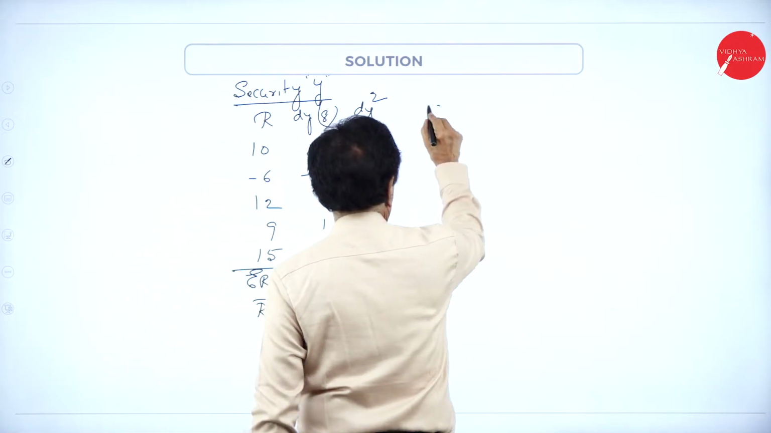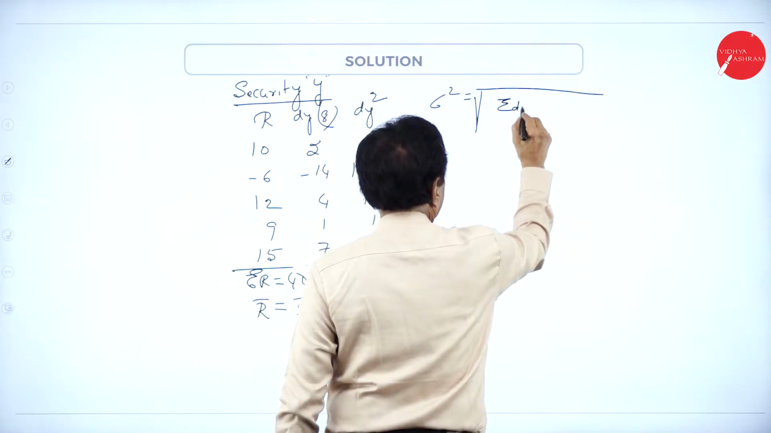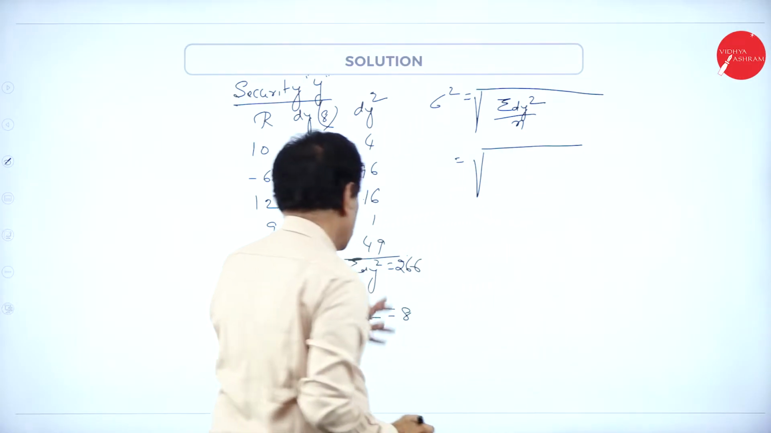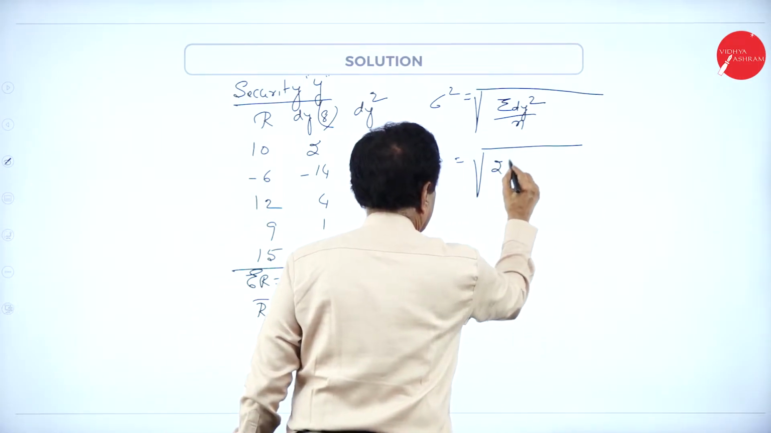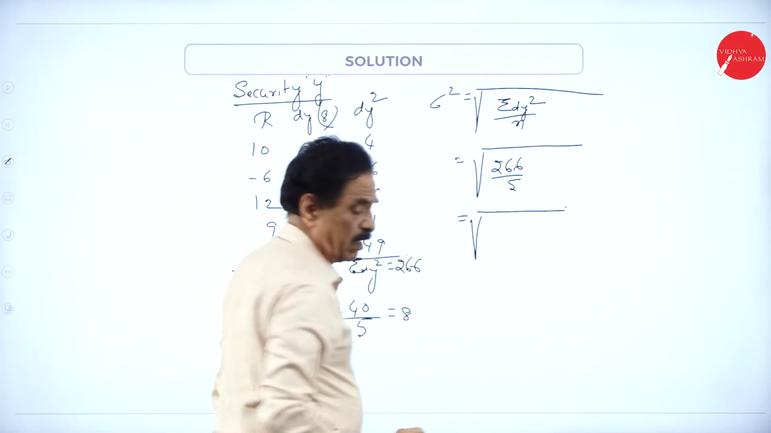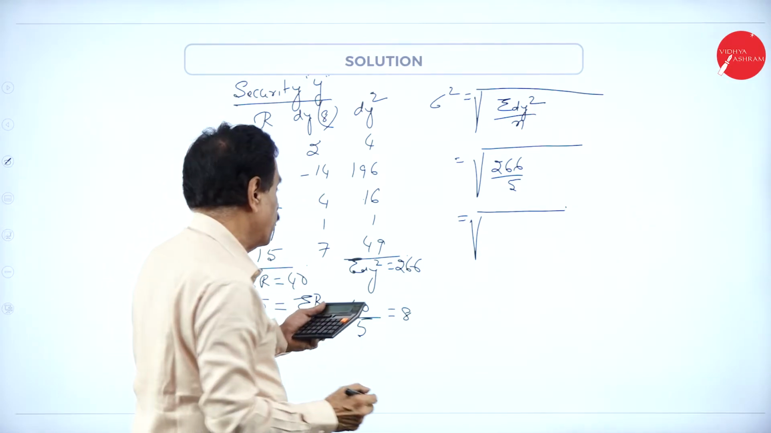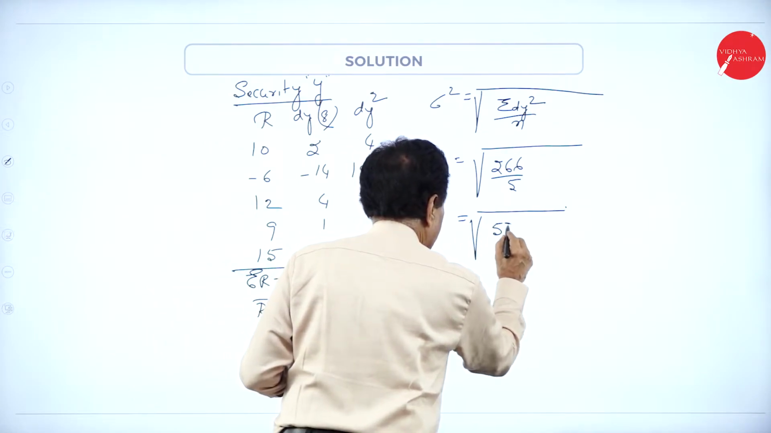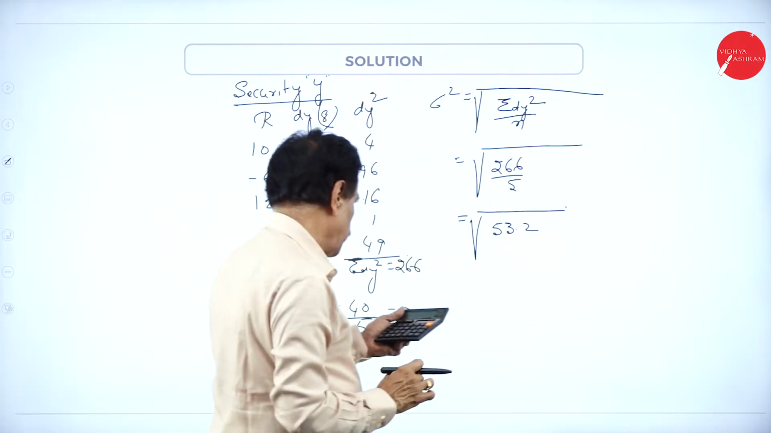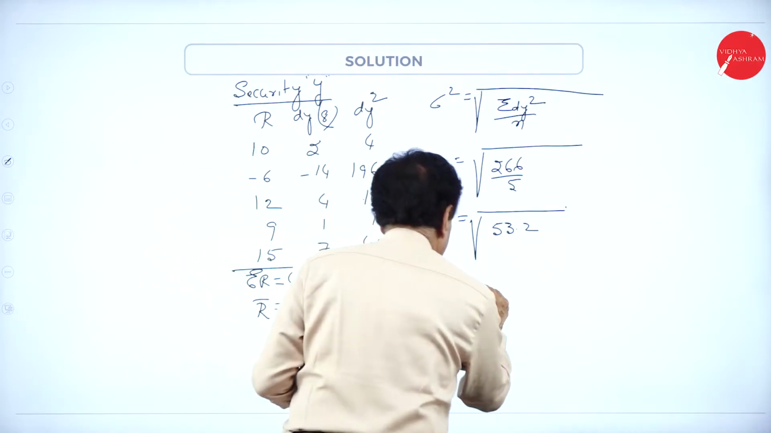So sigma is equal to root of sigma dy square divided by n. Sigma dy square is 266, divided by 5, is 53.2. Root of 53.2 is 7.29.